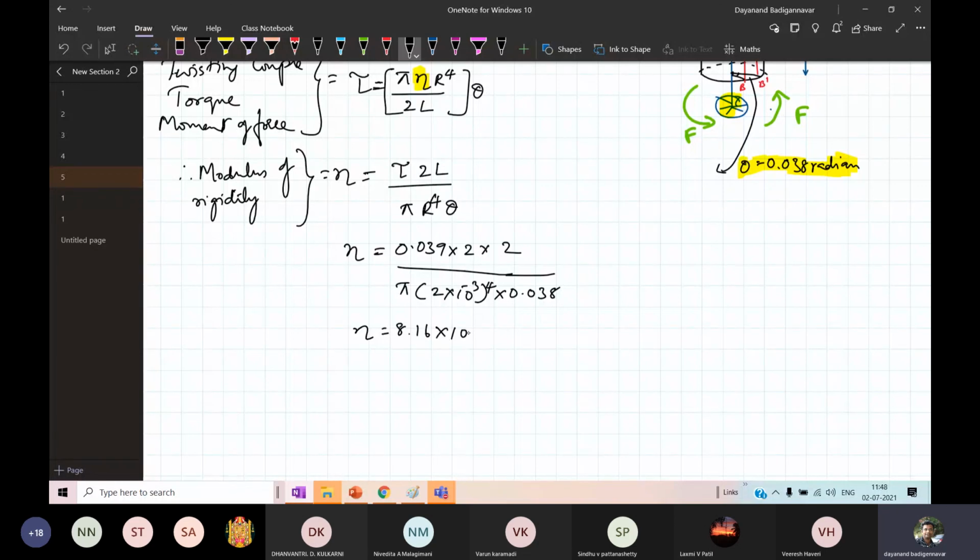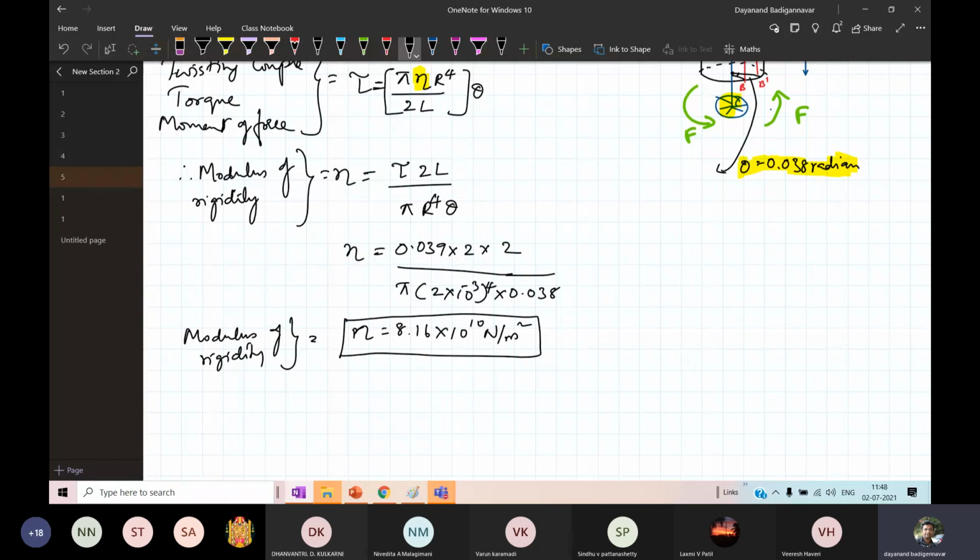If you do this calculation, that will give you 8.16 into 10 to the power of 10. Has anybody done the calculation? Okay, this is the modulus of rigidity. Students, are you there? Yes, sir. So this is the value. Got it? Yes, sir.